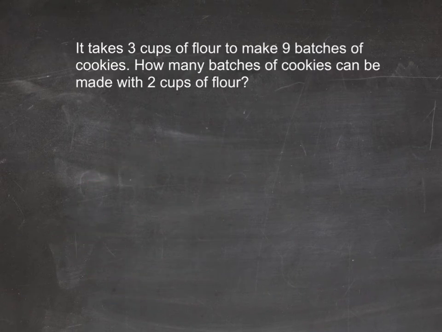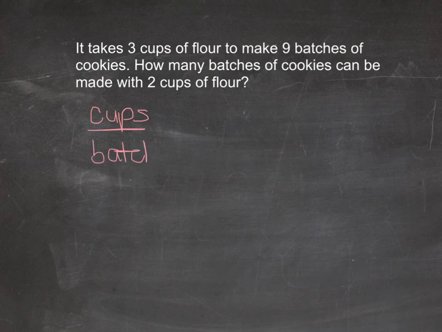So I have that it takes 3 cups of flour to make 9 batches of cookies, and I want to figure out how many batches of cookies can I make with 2 cups of flour. So this is a proportion type of question. So how I'm going to set it up is have a fraction equal to a fraction. So I'm going to have cups over batches equal to cups over batches.